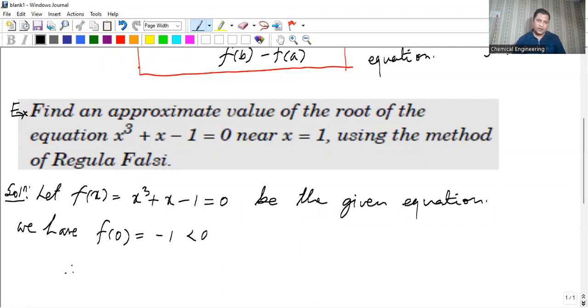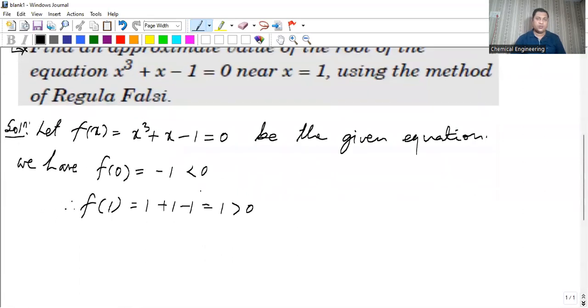Now consider f of 1. What is f of 1? It will be 1 plus 1 minus 1, so that's going to be 1, which is greater than 0. At 0 the value of this function is minus 1, and at 1 the value is plus 1. So in between 0 and 1, this function, which is continuous, attains the value 0, and we have to find the point where it attains the value 0.